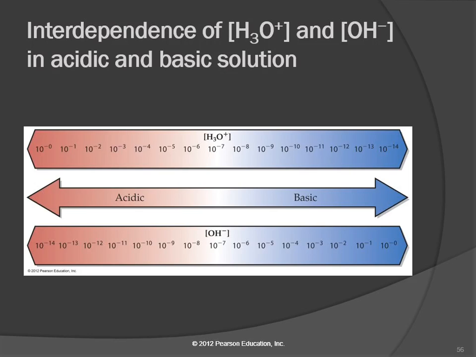So this is a graph or an illustration from your book showing the relationship between hydronium and hydroxide ion concentration. We often use red to symbolize acidic conditions and blue for basic. That's just kind of a convention. So here's neutral, right in the middle. Hydronium is 10 to the minus 7, hydroxide is 10 to the minus 7. As we go acidic and the hydronium ion concentration gets larger and larger, then the hydroxide ion concentration has to get smaller.